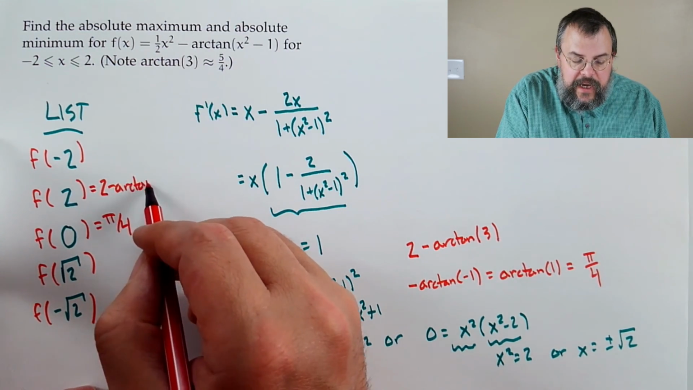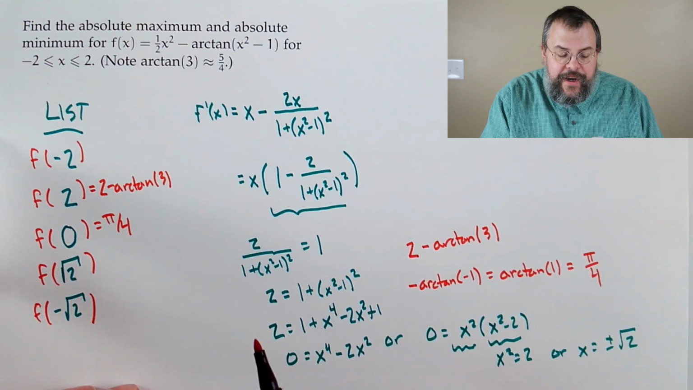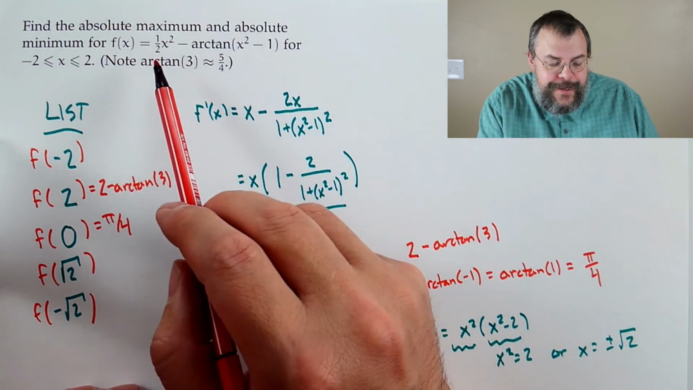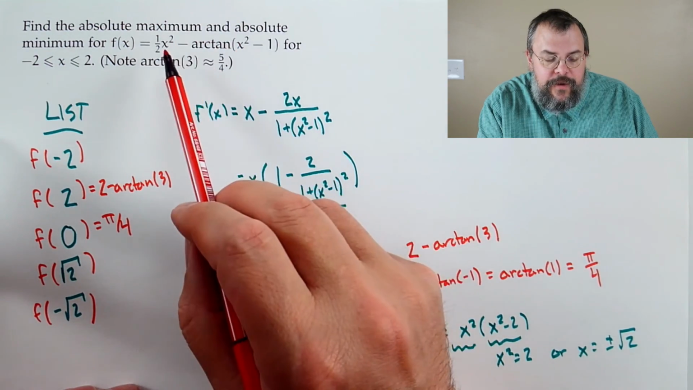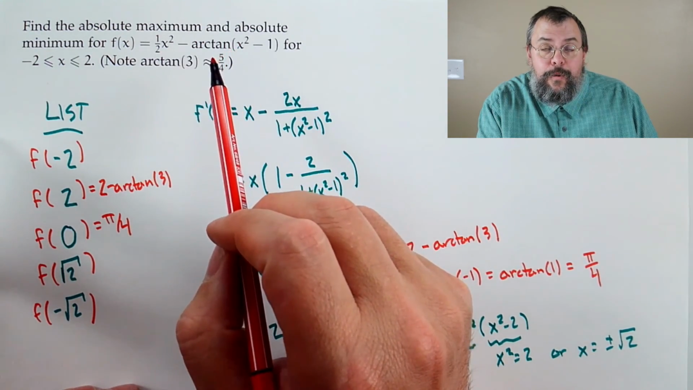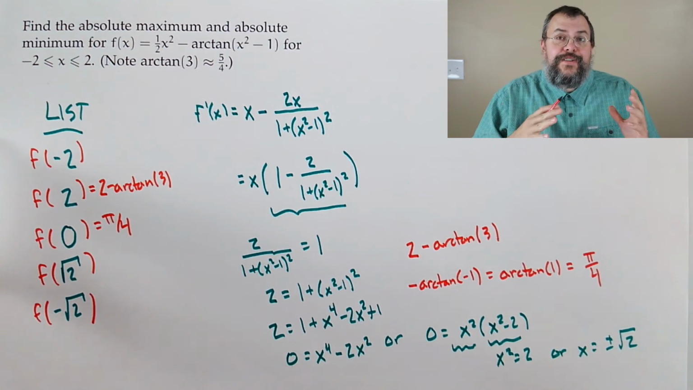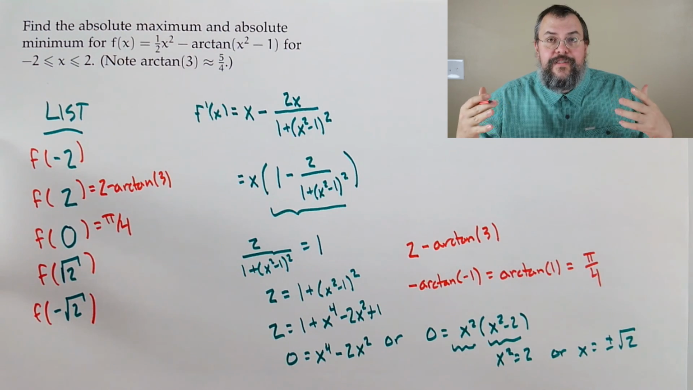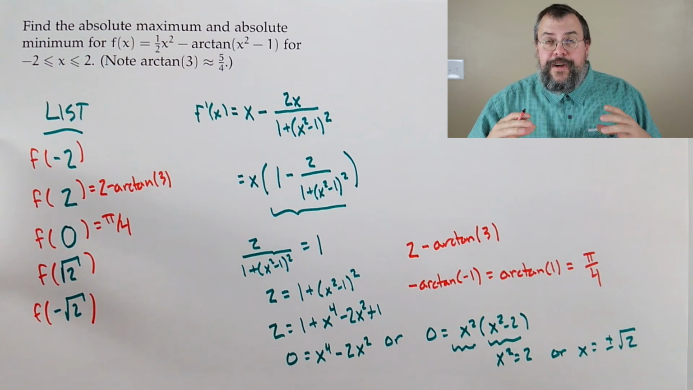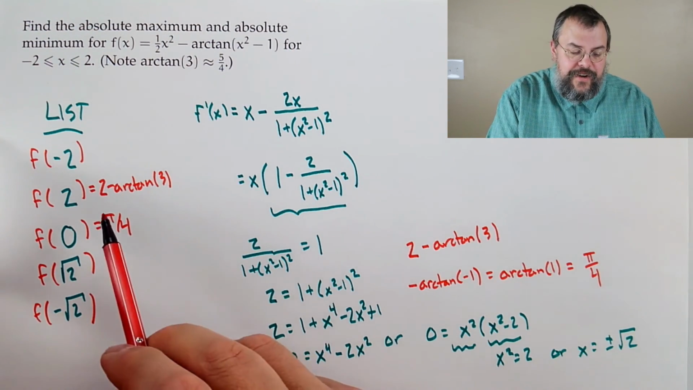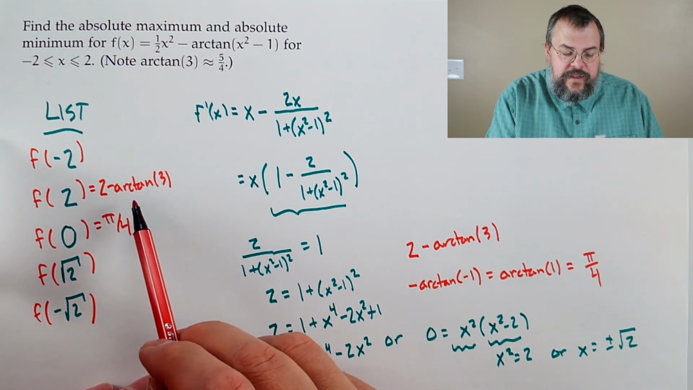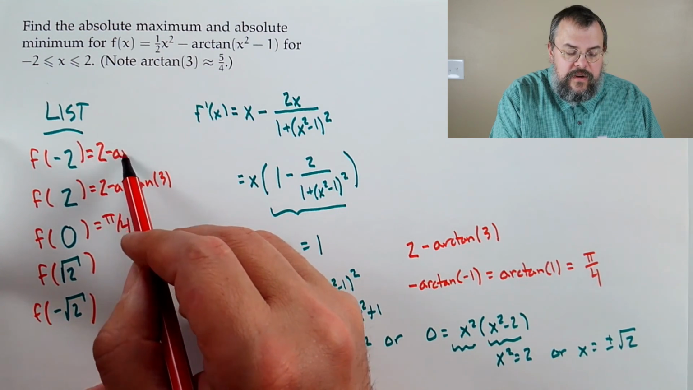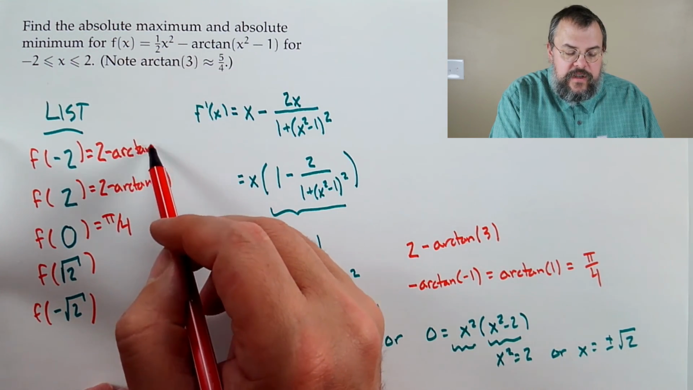Now, we can actually save ourselves a little bit of work if we pause for a second. What do you notice about this function? Everywhere we see an x, it's really x squared, which means whether you plug in a positive value or the corresponding negative value, the process will be the same. In particular, this function is what we call even. So if 2 minus arctangent of 3 is what we get when we plug in 2, it's also what we get when we plug in negative 2. So 2 minus arctangent of 3.